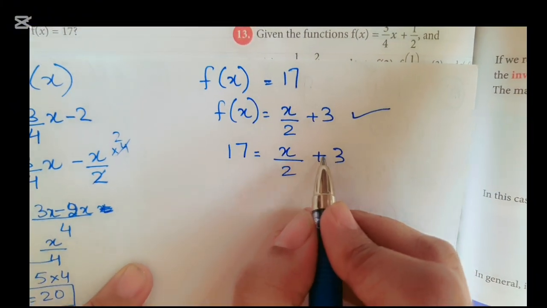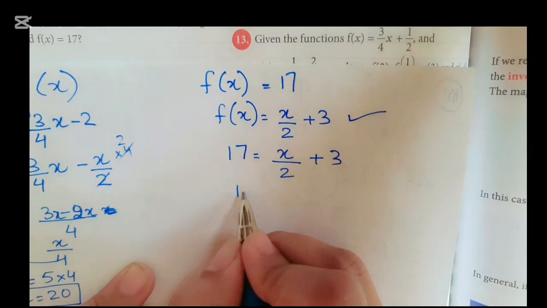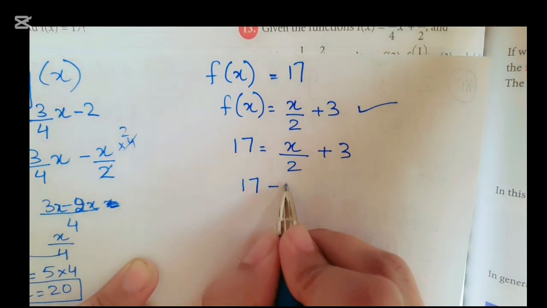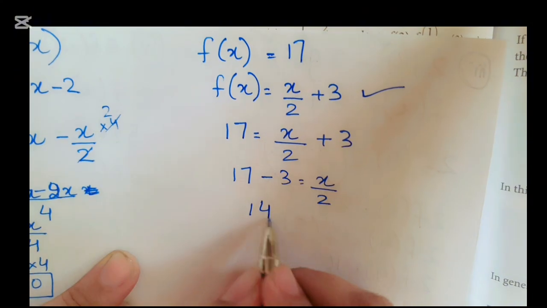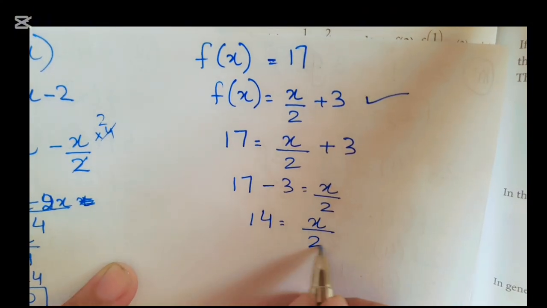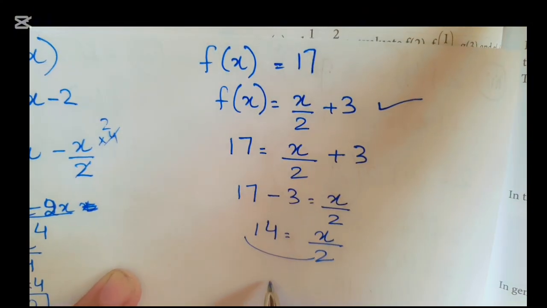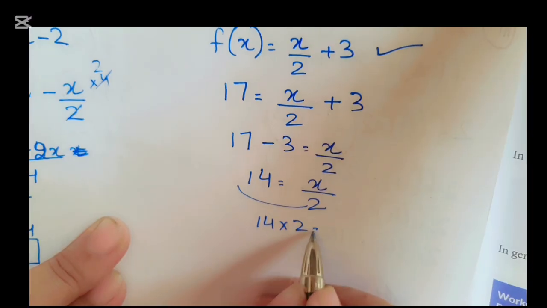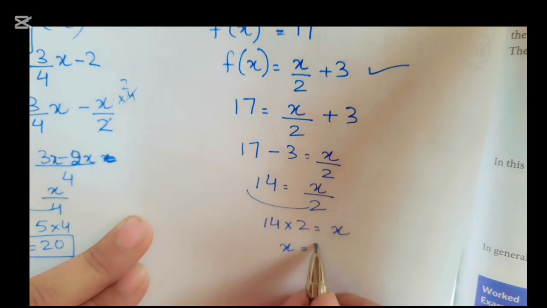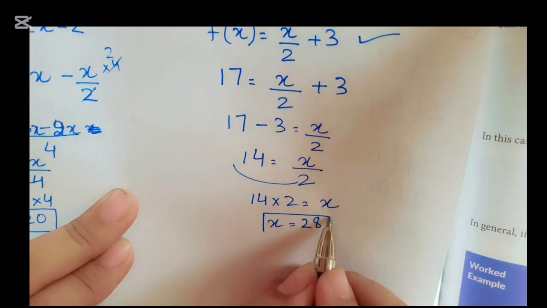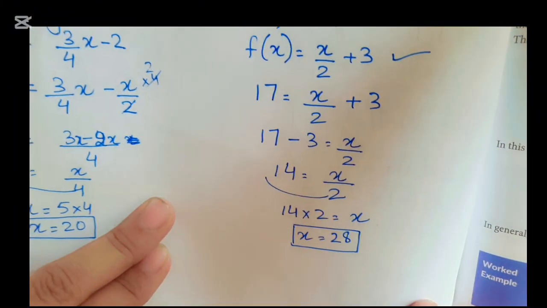x upon 2 plus 3, and if we shift 3 to this side, it would be 17 minus 3 is equal to x upon 2. So it would be 14 is equal to x upon 2. 2 is dividing over here. If we shift it to this side, it would be multiplying. So x is equal to 14 times 2 is 28. So the value of x is 28. So this was question number 8.